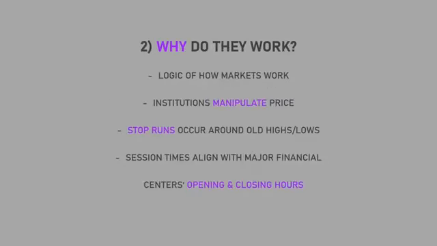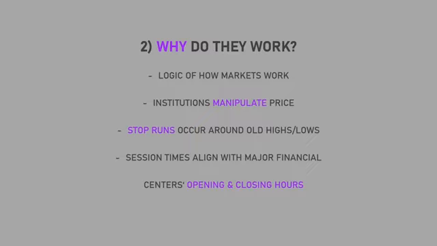Why do they work? If you think about what the market is doing, the market is either trading above an old high or below an old low, right? And the second thing it's doing while doing that is rebalancing an inefficiency in the price delivery. That's usually seen as a fair value gap in the charts. So institutions manipulate price, as mentioned, above old highs and below old lows.